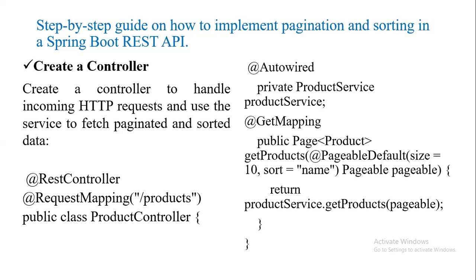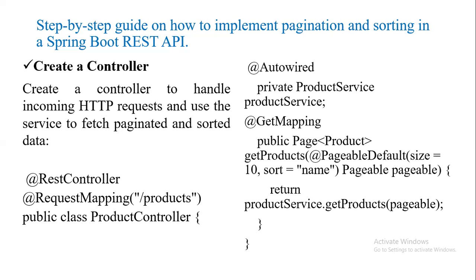That is private ProductService, where productService is the object. Here we have used the @GetMapping annotation for getting the data. Public Page, and we have passed Product as a list. And here we have defined the method called getProducts. Inside we have defined the parameters like @PageableDefault. Here we are mentioning the default size and sorting names. By default it retrieves 10 records. That's why we have specified size equal to 10 and sort equal to name.